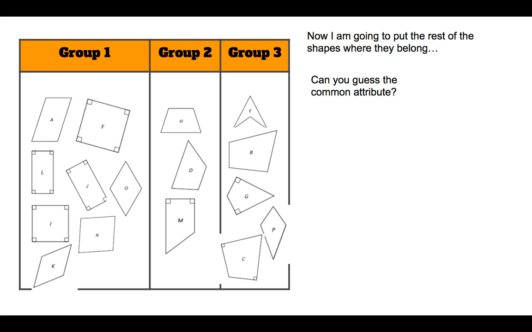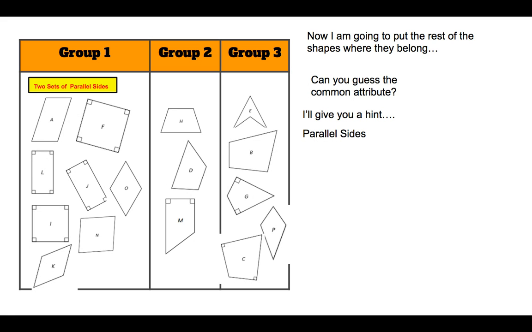Okay, welcome back. So if you can't figure it out, I'm going to give you a hint. Parallel sides. What does that mean, parallel sides? Well, take a good look at the shapes in group 1 and think about their parallel sides. Take a look at group 2 and think about parallel sides there. And finally, group 3. All right, here we go.